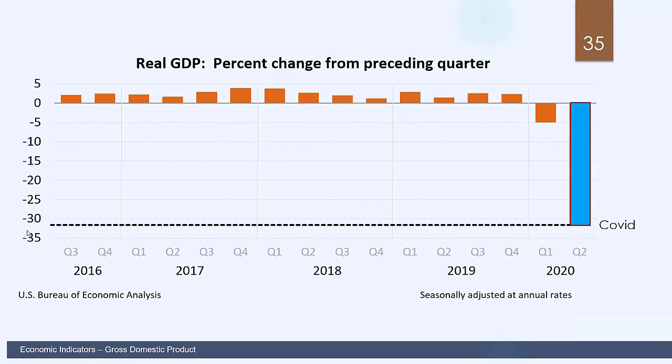There's something also to point out here. One is that when they report this number, although this is a quarterly number, this is annualized.